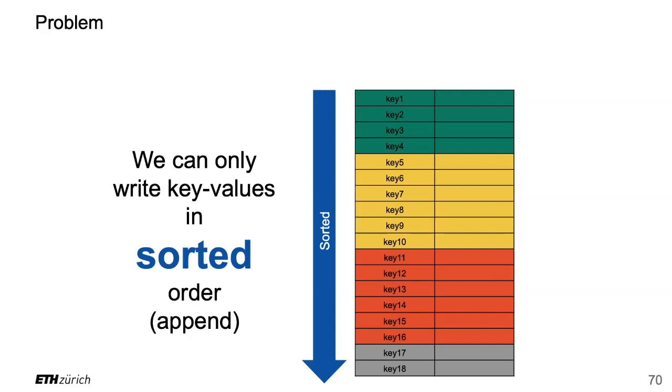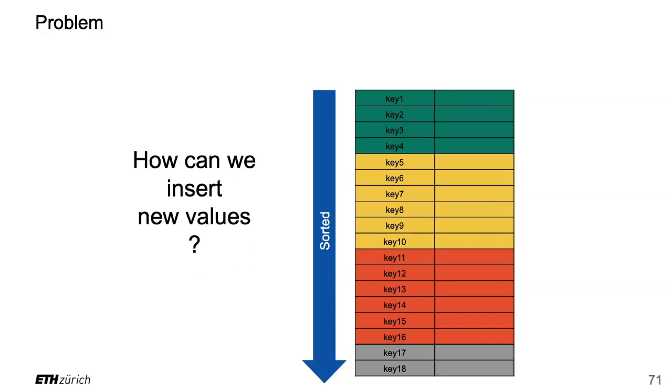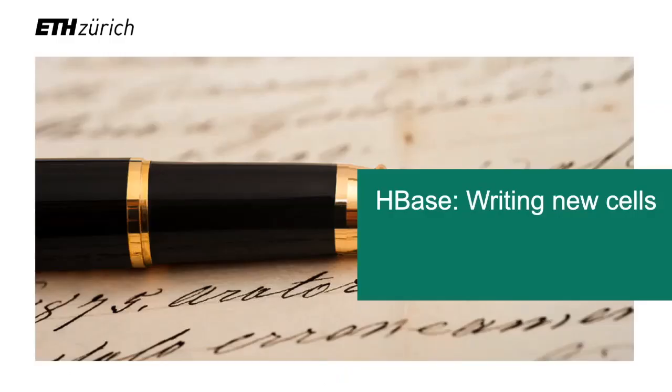So again, within an HFile, all my key values are sorted by key, right? So this is A1, then A2, then B1, then B2, and so on. So this is always sorted. So all I can do is append. If I write an HFile, I have to write them in the order of the keys and then close the file. So how do we insert new values? That's the problem we have.